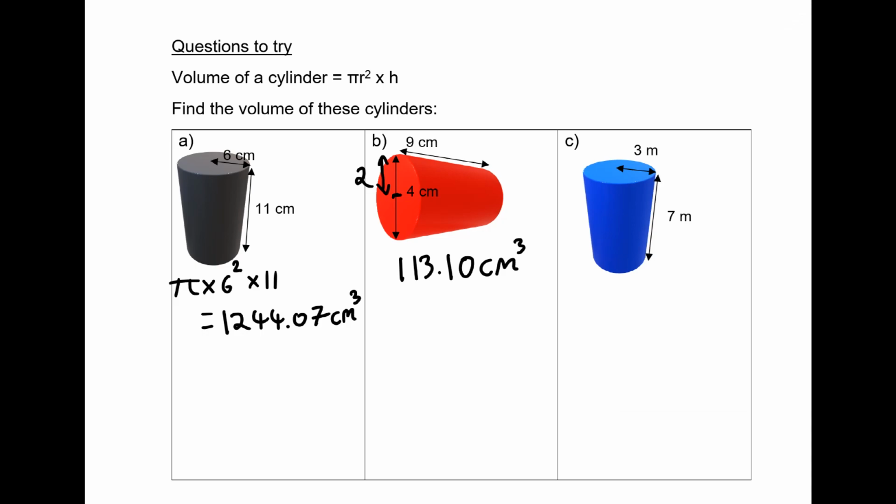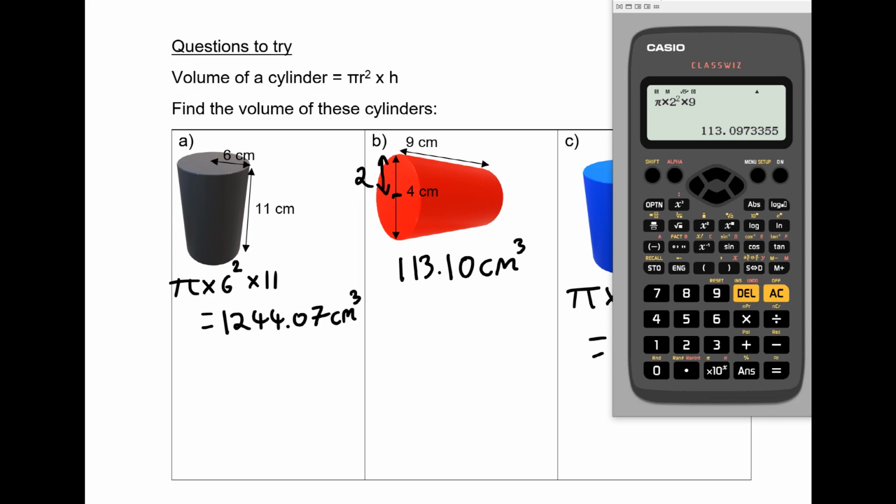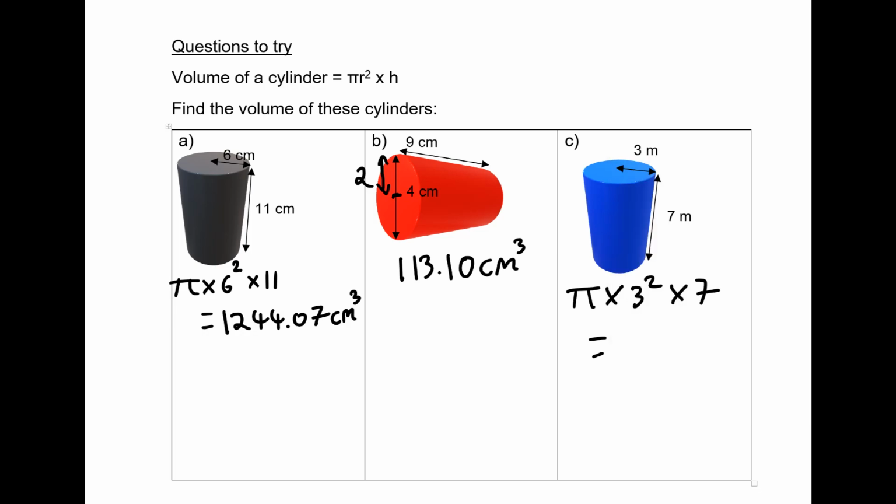And lastly, bear in mind the units are now meters, so I have pi times 3 squared times 7, which will be 63 pi. So if we put that in, pi times 3 squared times 7, I get 197.92 meters cubed. And those are my answers.